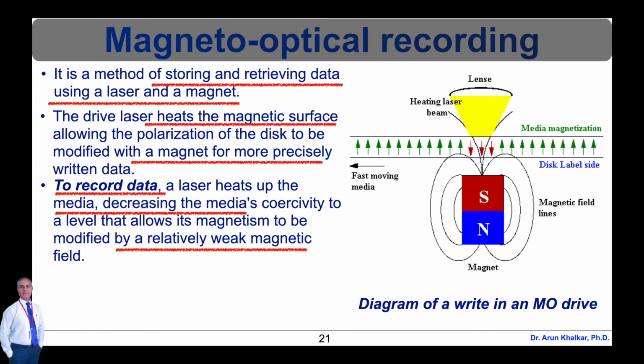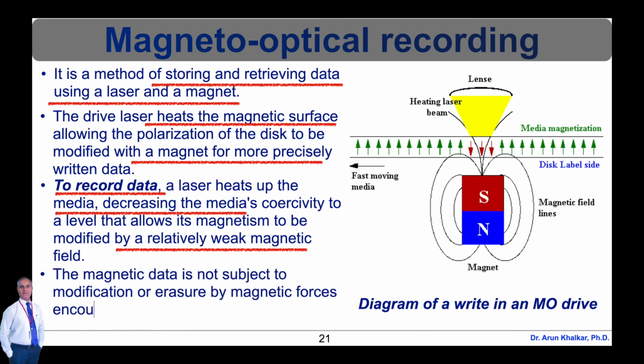To record data in a magneto-optical device, a laser heats up the media, decreasing the media's coercivity to a level that allows its magnetism to be modified by a relatively weak magnetic field. Once the data is written, the area then cools and the magnetic data is not subject to modification or erasure by magnetic forces encountered during our daily routine.